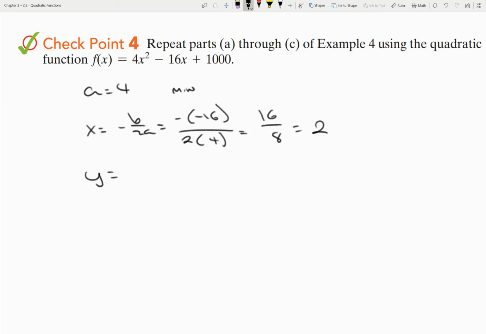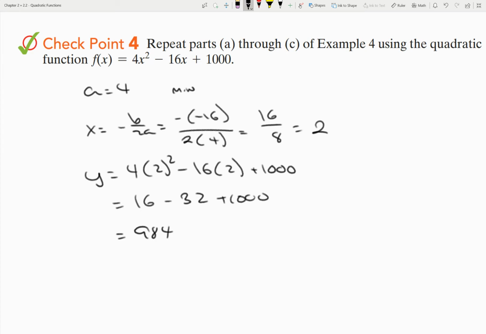The y-coordinate of the vertex would be 4 times 2 squared minus 16 times 2 plus 1,000. Don't get intimidated by big numbers like that. So that is 16 minus 32 plus 1,000. Seems kind of out of place though. Right, so that's going to be 984. So the vertex is 2, 984.